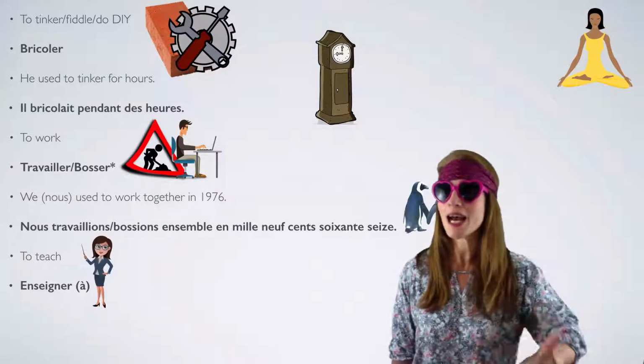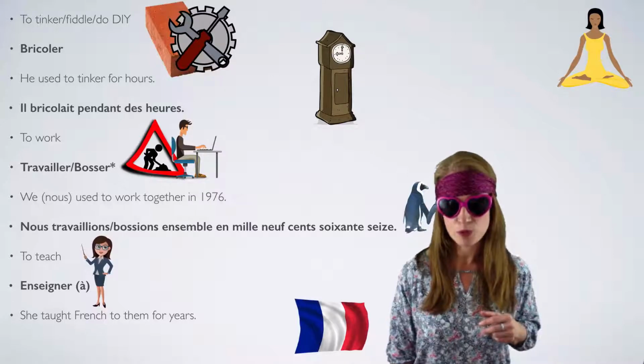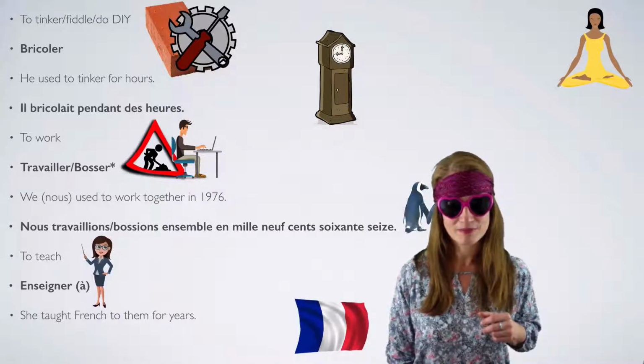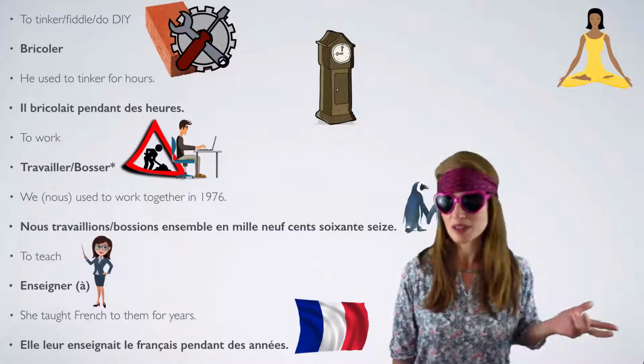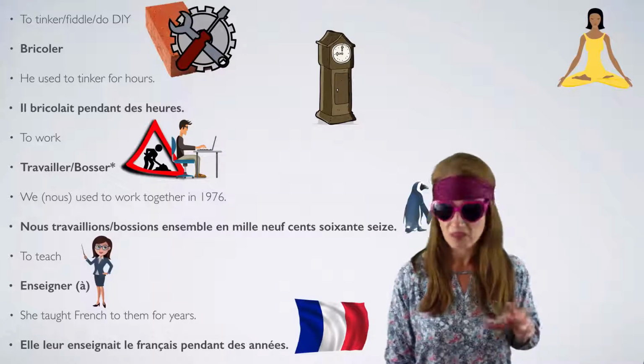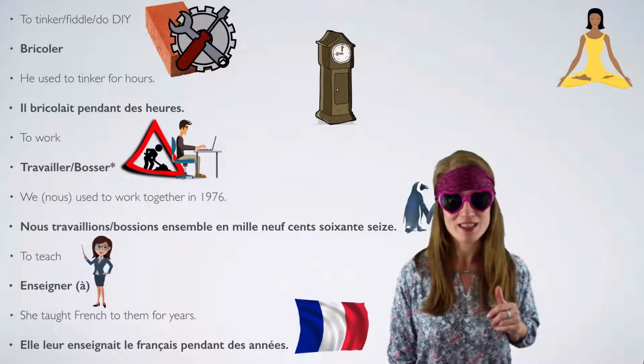Enseigner, enseigner à quelqu'un. She taught French to them for years. To them. Elle leur enseignait le français pendant des années. You could use the perfect here. Elle leur a enseigné le français pendant des années.